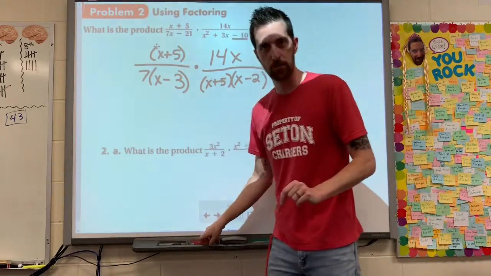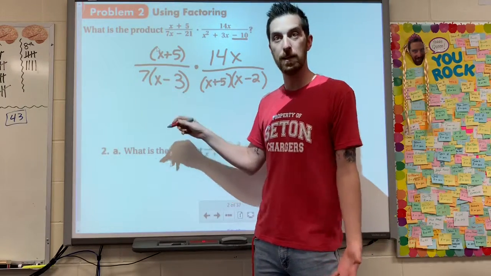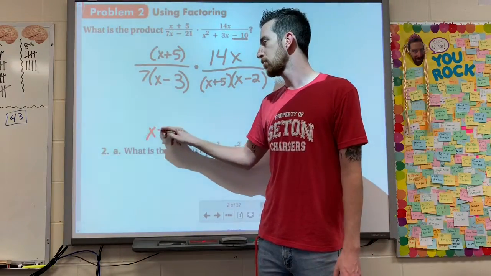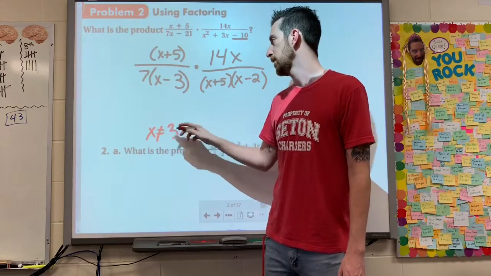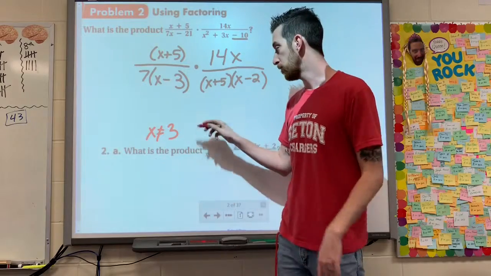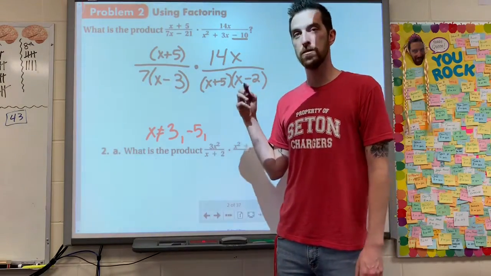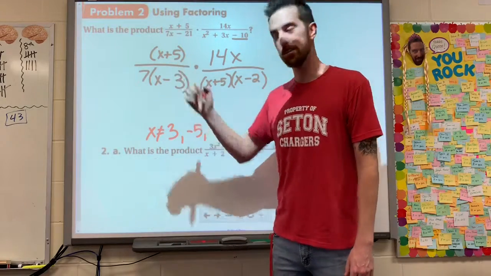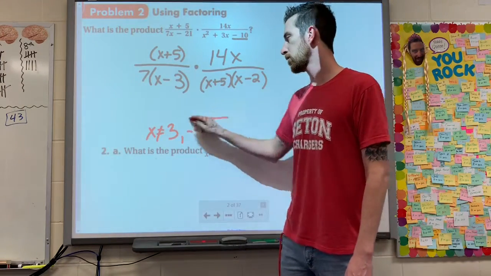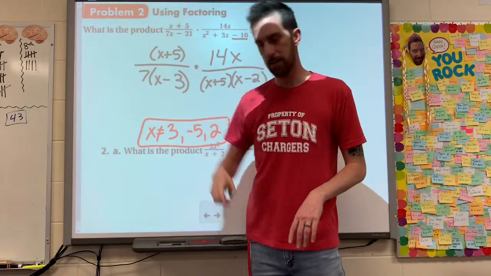Let's do our exclusions while we're here. What could this x not equal? It says x minus 3, so x could not equal the opposite, positive 3. This says x plus 5, so x could not equal negative 5. This one says x minus 2, so x could not equal positive 2. There's all our exclusions. Remember, we only have to worry about the denominator.